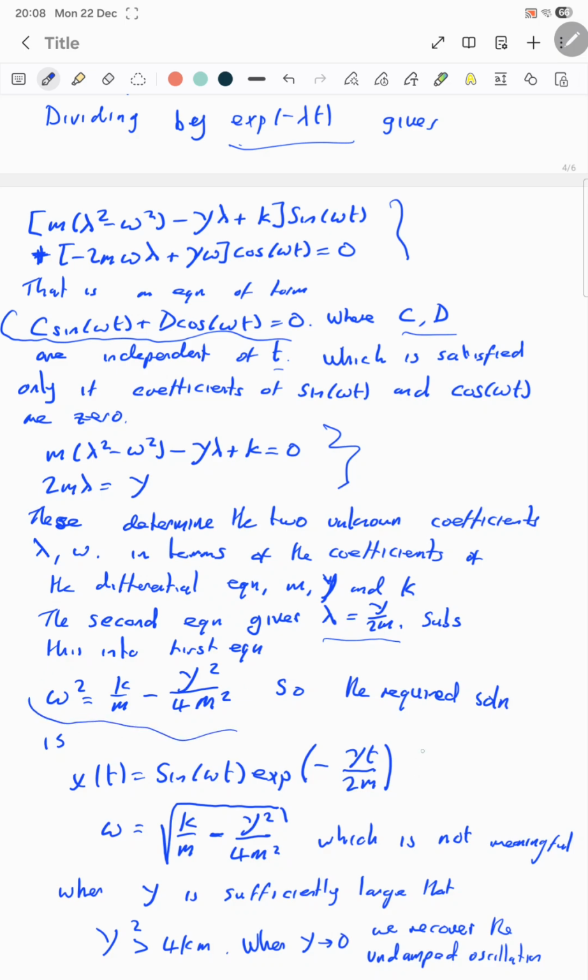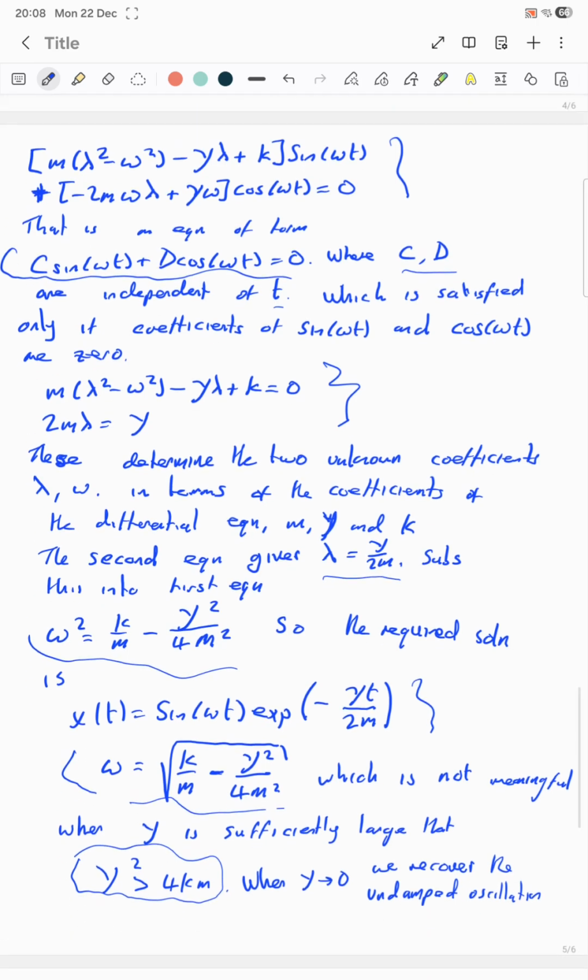So the required solution is here, where our omega equals this, which is not meaningful when y is sufficiently large that y squared is greater than 4km. When y goes to 0, we recover the undamped oscillation.